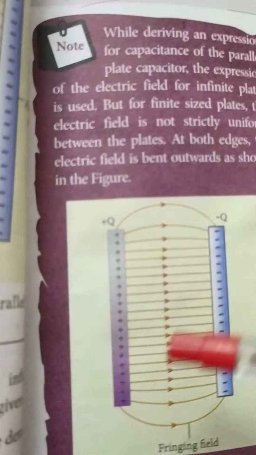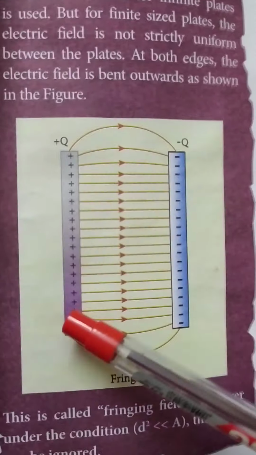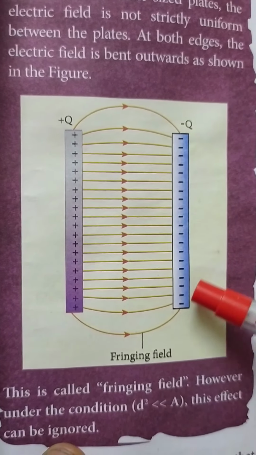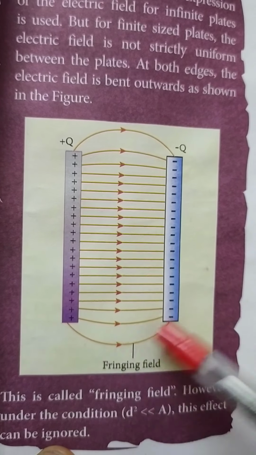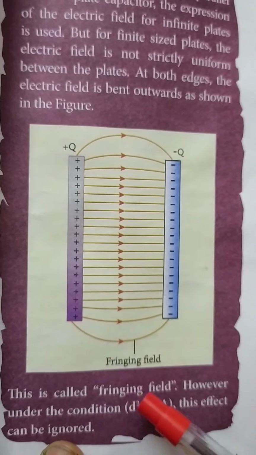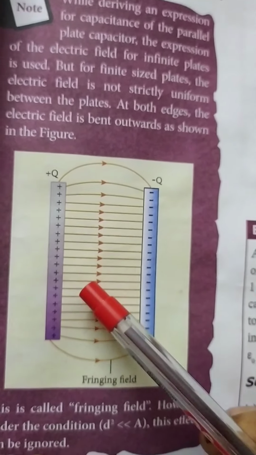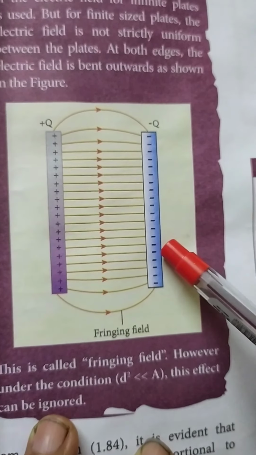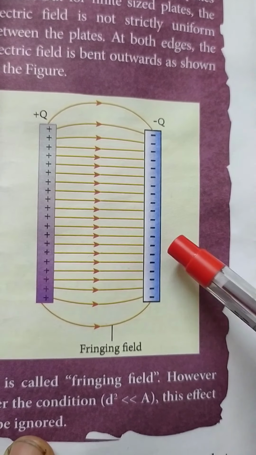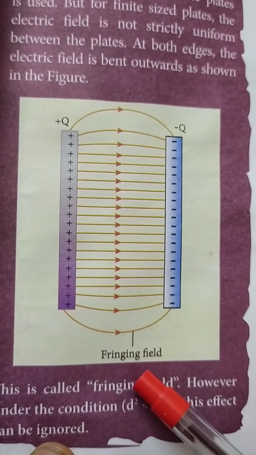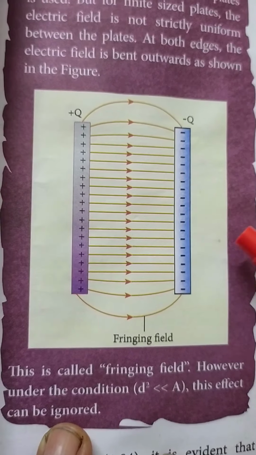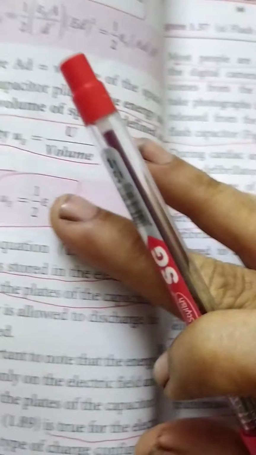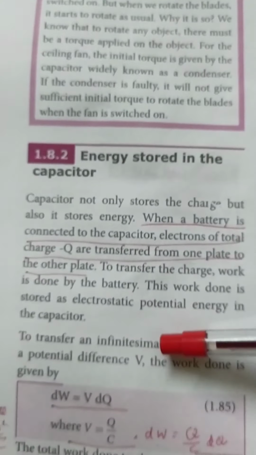So you know the diagram of a capacitor. The capacitor will be like this. One plate is having positive charge and the other plate is having negative charge, and here suppose you connect a battery with this capacitor, some charges are transferred from one plate to the other plate, from this plate to this plate, and for this some work is done by the battery, and this energy is stored in this capacitor as electrostatic potential energy, and we are going to derive the expression for this.